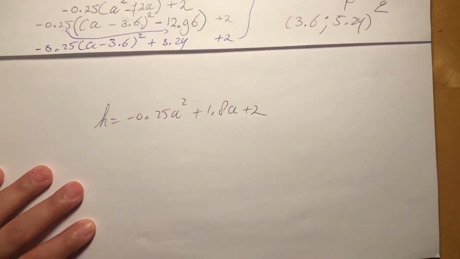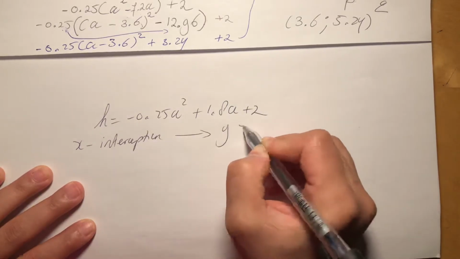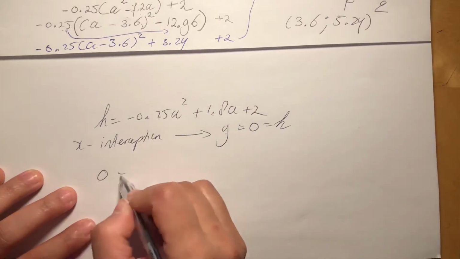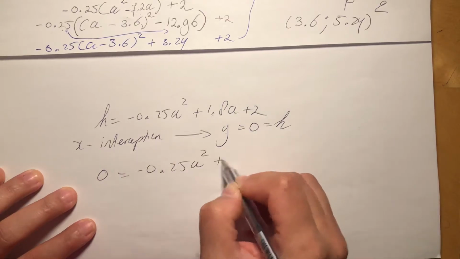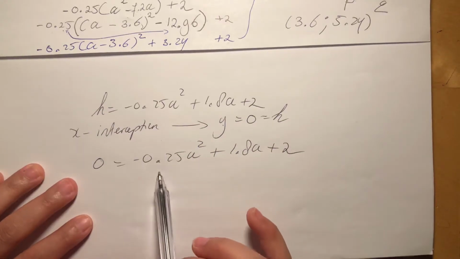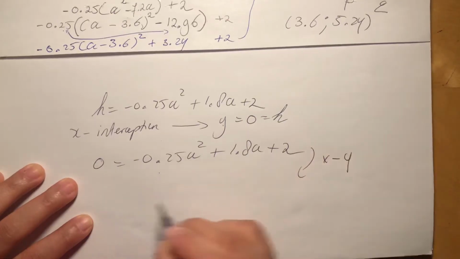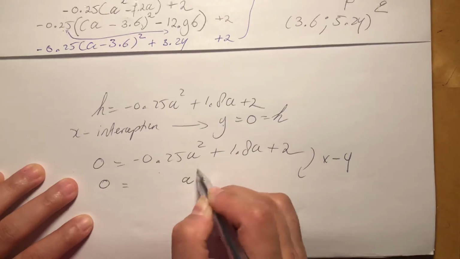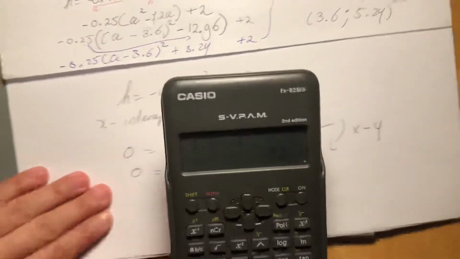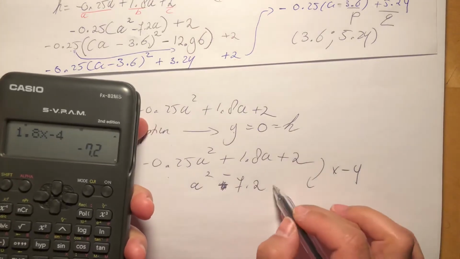You know that to find the top, you can first find the x-intercepts. And x-intercepts means y is 0. In this case, y is h, so h is going to be 0. So 0 equals negative 0.25 a to the power of 2 plus 1.8 a plus 2. Now, what you can do is get rid of the negative 0.25. You multiply times negative 4, which will get you a to the power of 2. Now, what is 1.8 times negative 4? That gives me negative 7.2. And 2 times negative 4 will get you negative 8.